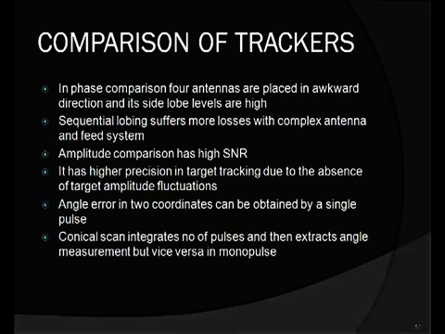Conical scan integrates a number of pulses and then extracts the angle measurement, but there is the opposite process in monopulse. That is, each pulse gives rise to angle information. For different pulses, we are going to integrate or take an average of this data. Whereas in conical scan, initially all the pulses are integrated, then the angle measurement is done.